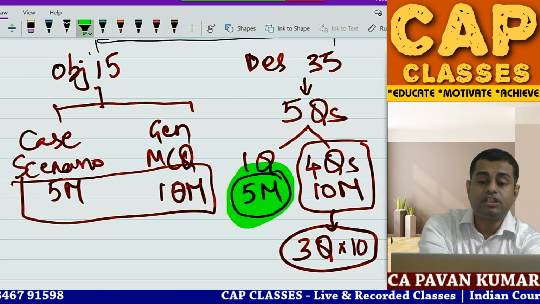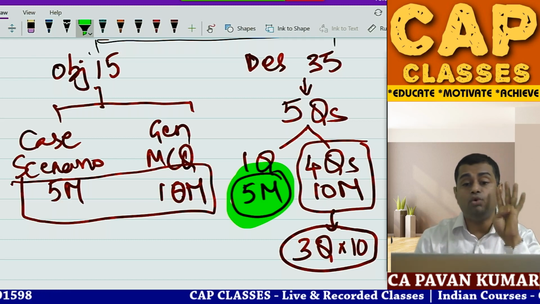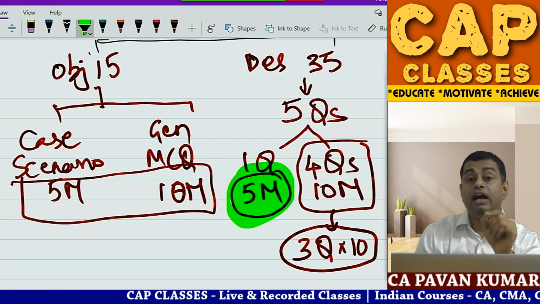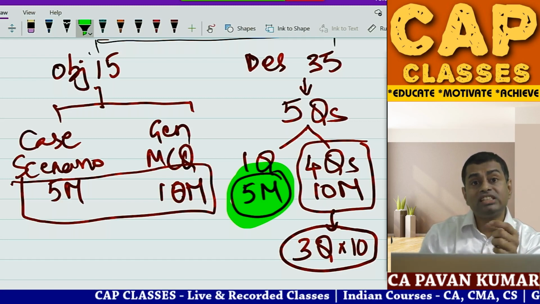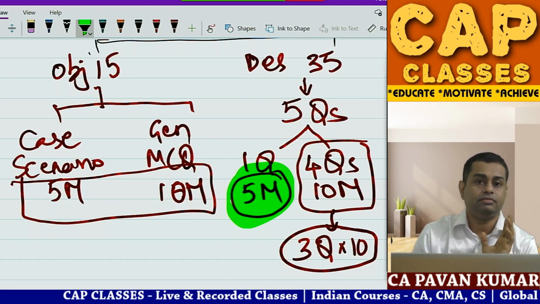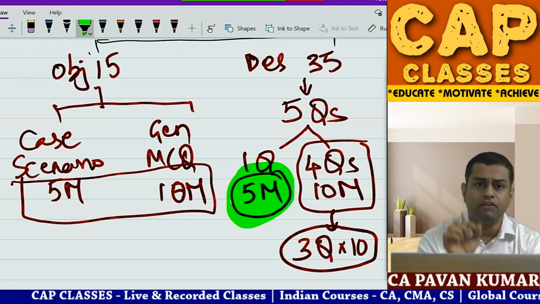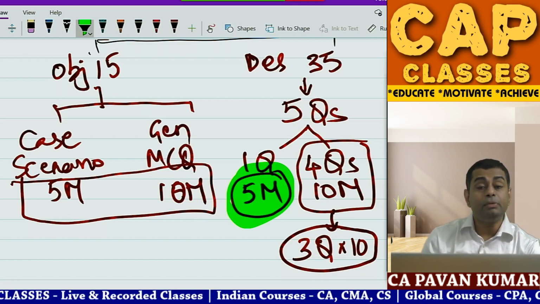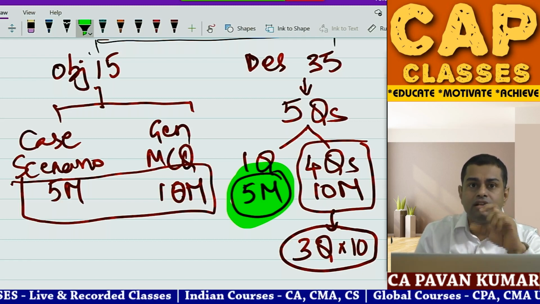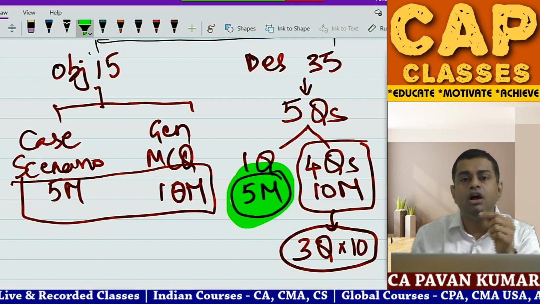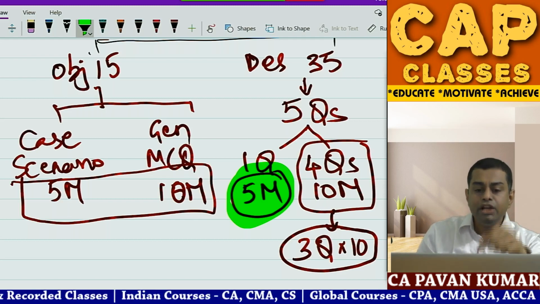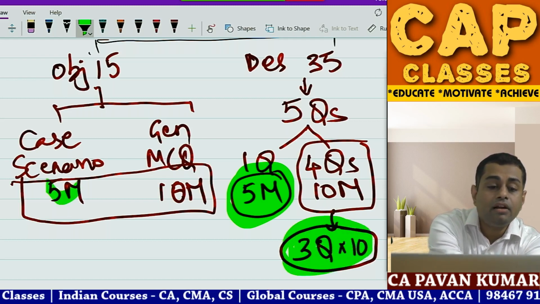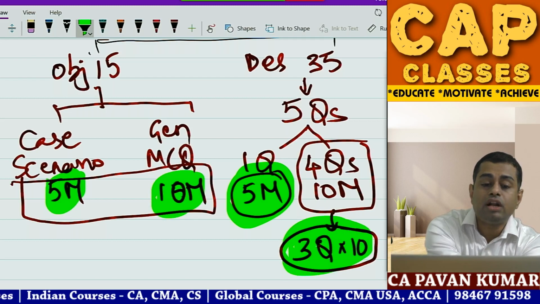Then descriptive questions. The good news here is that out of 4 you need to write only 3. That means one question choice is already there, and in one of the questions internal choice also will be there. For example, take the 4th question, 4A or 4A and then 4B. That means for 4A you have internal choice. Either you can write the first 4A question or you can write the second 4A question. Then you need to write 4B. So here 30 marks and here 5 and 10. This is how the total 50 marks is there.